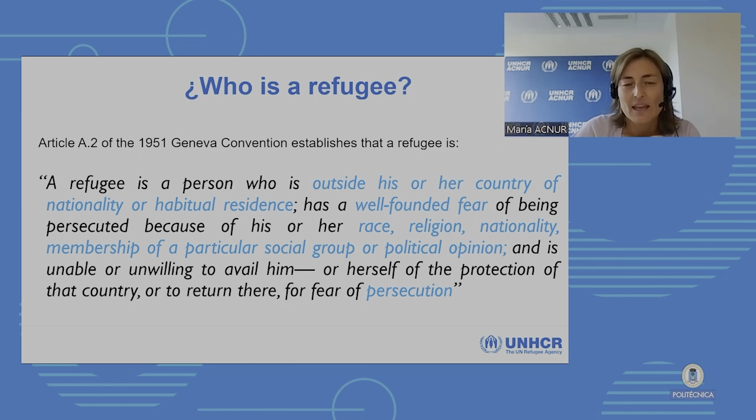Thank you. Because of his or her race, religion, nationality, membership of a particular social group or political opinion, and is unable or unwilling to avail him or herself of the protection of that country or to return there for fear of persecution. So you've seen that I've highlighted some aspects in blue. This is what we normally call the elements of the refugee definition. Let's talk a bit about these elements.